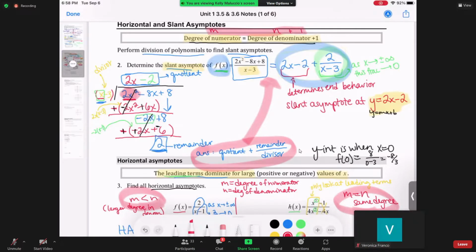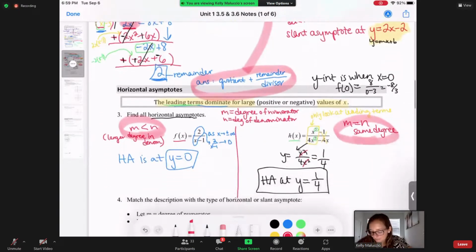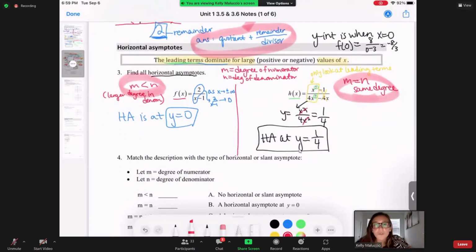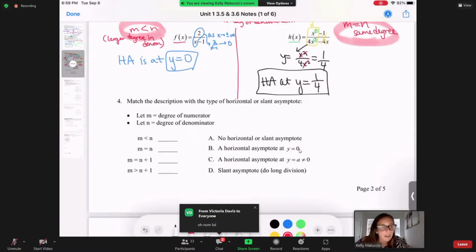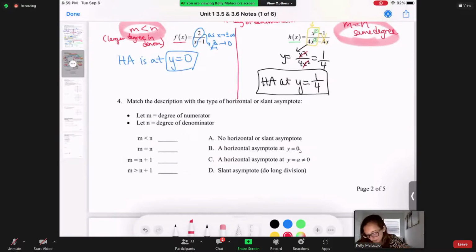But I'm pretty sure the slant asymptote will happen when m is n plus 1. If you don't have a remainder, then it's just y equals 0, and something cancels out. Okay, so now we have our horizontal asymptote, slant asymptote, and vertical. So now we can match this description, which is exactly what we were just talking about. Let's see if we can match this up correctly.